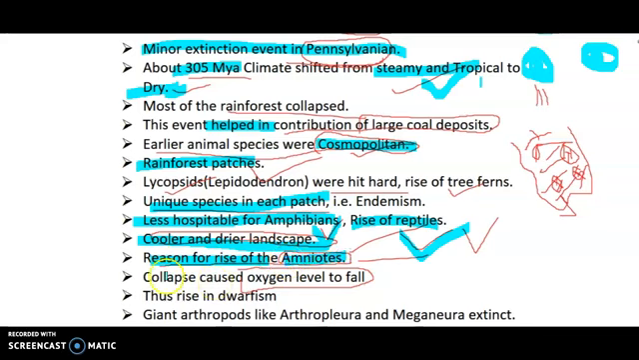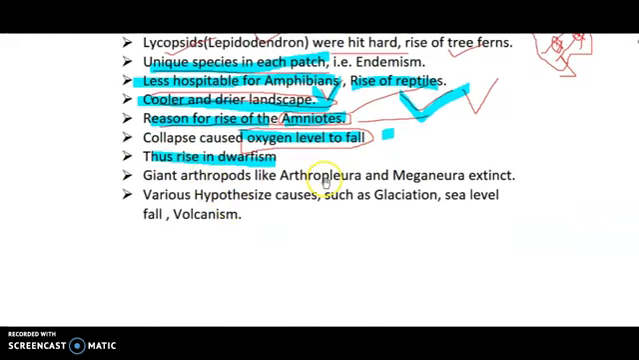The collapse caused oxygen levels to fall, thus a rise in dwarfism. So if the oxygen falls, the size will shrink and dwarfism will happen. So giant arthropods such as Arthropleura and Meganeura became extinct due to low levels of oxygen. And for the cause of this rainforest collapse, there are various hypothesized causes such as glaciation, sea level fall, and volcanism.